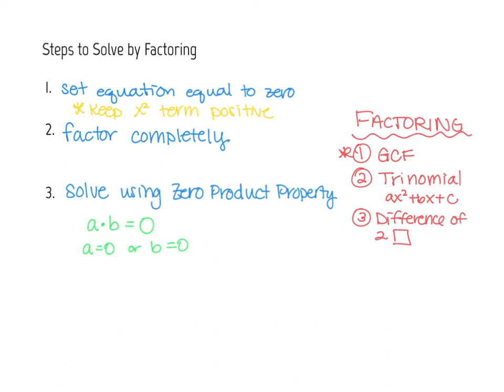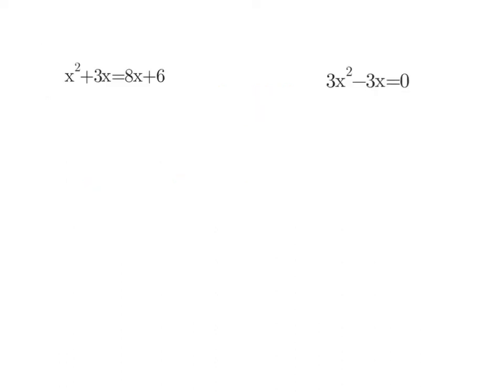Okay, let's look at what that looks like. Here is our first example, and if we remember our steps, the first thing that I need to do is to set the equation equal to 0. And if you remember, we said that the best thing to do was to keep the x squared term positive. So I'm going to move the 8x to the other side. I'm also going to move the 6 to the other side. And so when I write this polynomial, we get x squared minus 5x minus 6 equals 0.